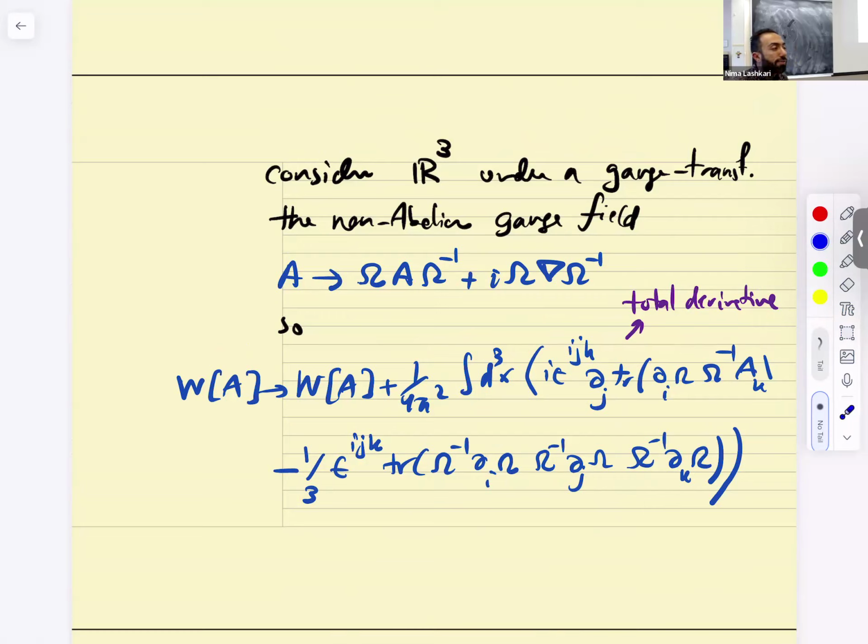So consider R3, because everything is a function of this three-dimensional space now. Under a gauge transformation, the non-abelian gauge field transforms this way. This is the Lie group valued gauge transformation, the exponentiated version of the Lie algebra gauge transformation. Now the Chern-Simons action you could calculate directly. It shifts under this gauge transformation by a total derivative plus an extra term.